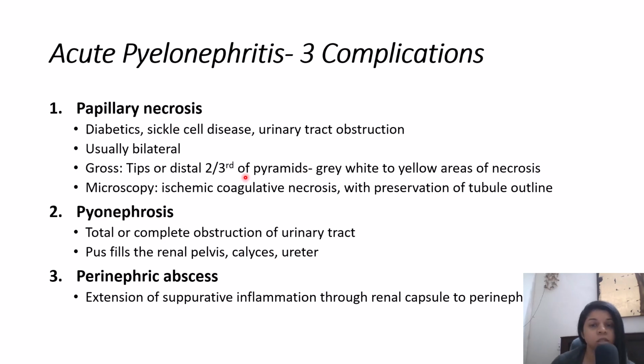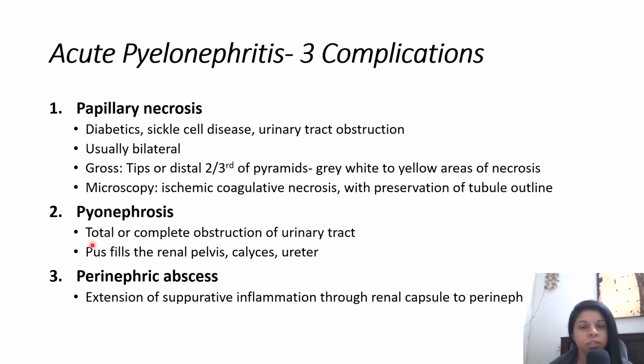The distal two-thirds of the pyramids, or renal medulla, will be affected by papillary necrosis, and it is a type of ischemic or coagulative necrosis. Because most of the time the blood supply in that part will be cut off and there will be coagulative necrosis. And then second is pyonephrosis.